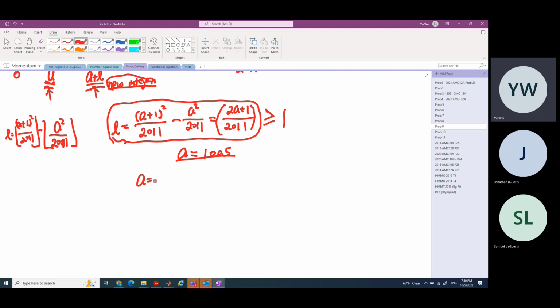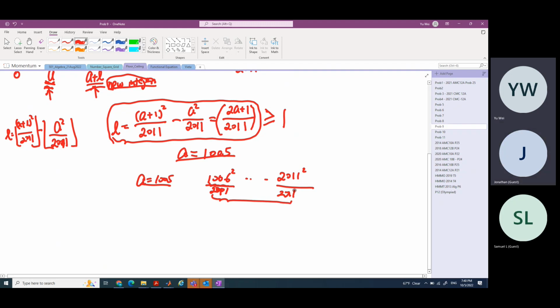So from a equal to 1005, from then on, from 1006 to 2011 squared over 2011, every number will be a new integer.